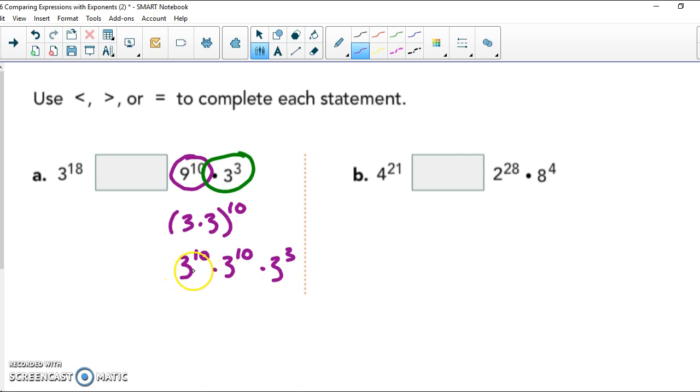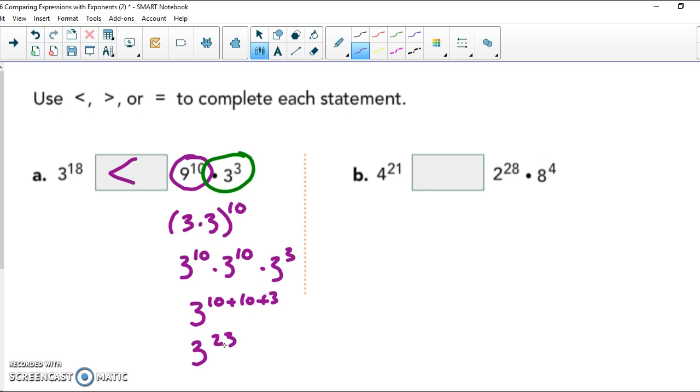Now I can go ahead and use my multiplication property of exponents, which says that I keep my base the same, and I add my powers or my exponents. So this is really 3 to the 23rd power. And I know that 3 to the 18th would be less than 3 to the 23rd power.